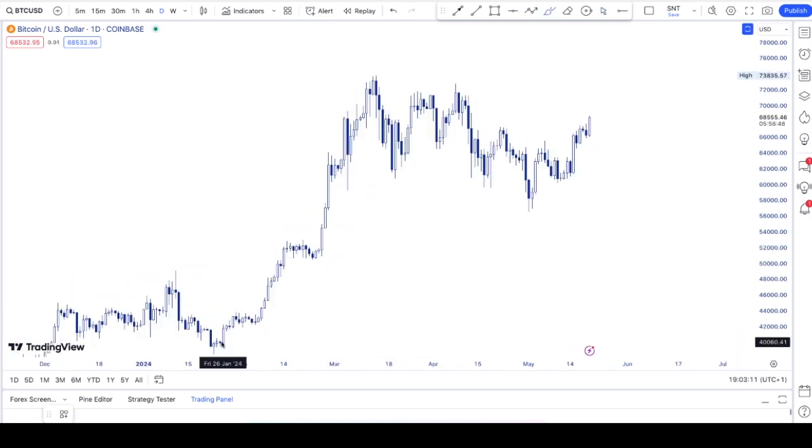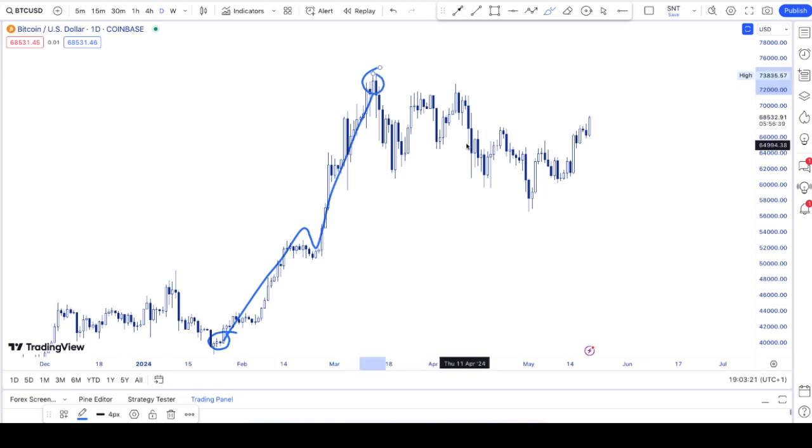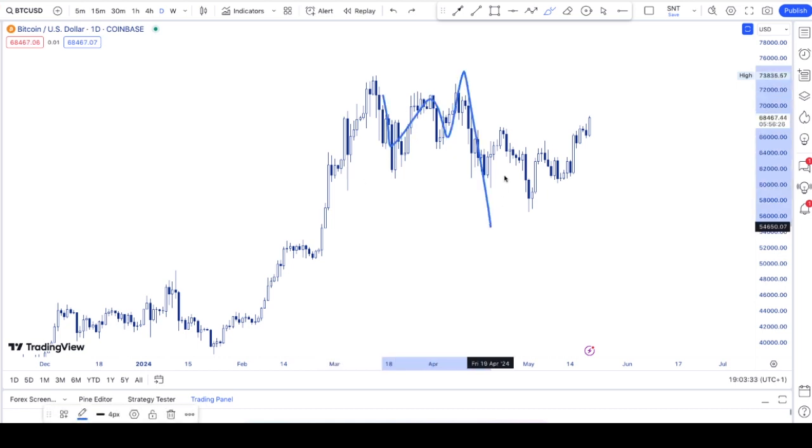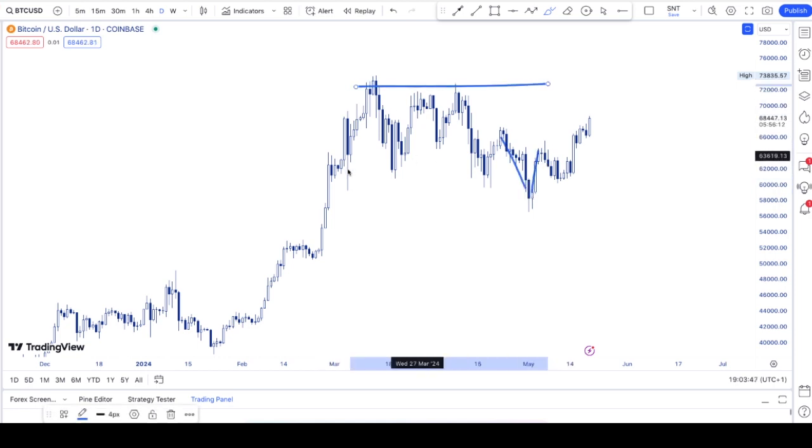So let's zoom in a bit more and see what we got going on in more recent times. Now we can see Bitcoin push to the upside from around $42,000 all the way to around $72,000 in a strong push to the upside from February to March. Since then, Bitcoin has been up and down, playing around with people's emotions. They don't know whether to buy, they don't know whether to sell. When they buy, it dumps, and when they sell, it pumps. So right now, Bitcoin for me is just consolidating within this range.